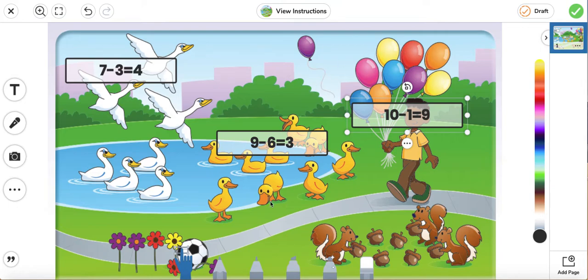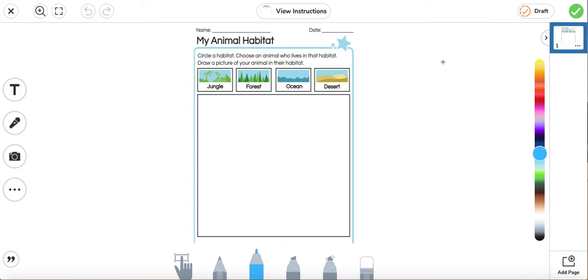Great job. So those are 3 subtraction stories. You can also do one with the flowers, and you can do one with the squirrels or the nuts. Okay, next we're going to move on to science.